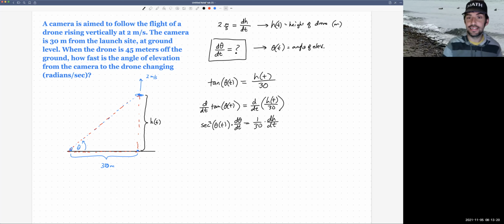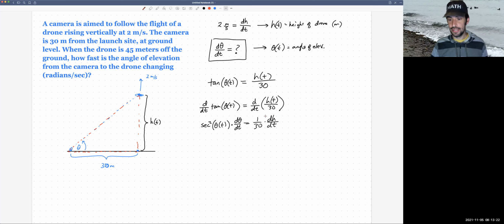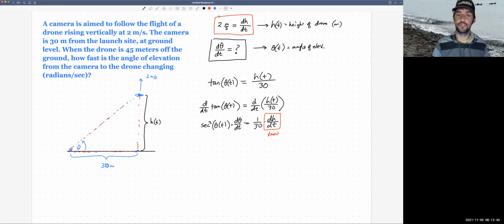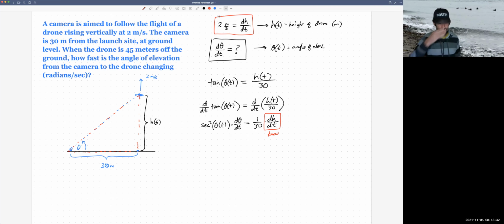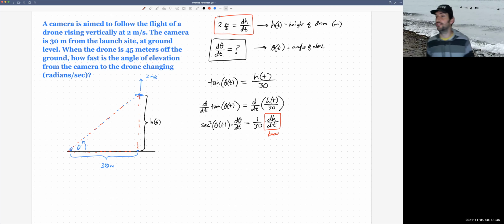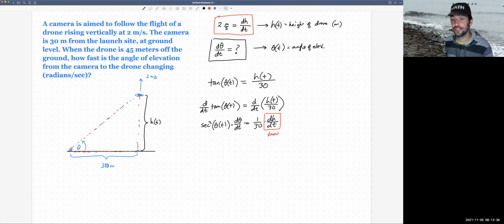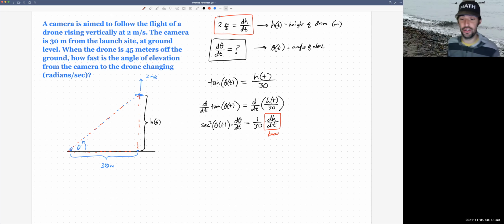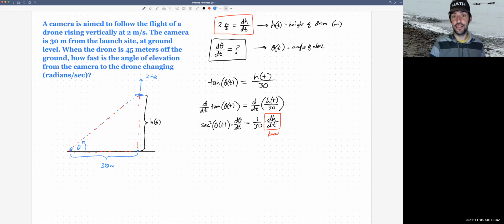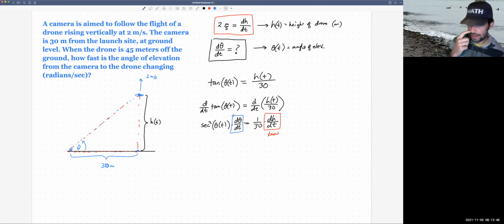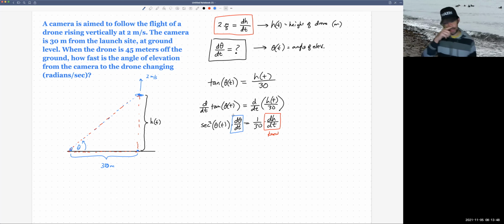Okay. Now let's look at this equation. dh dt, we know what this is. We're told dh dt is equal to 2 meters per second. In other words, the velocity of this drone is constant, right? They're raising it up at a constant velocity. So that piece of this equation is done. Here's what we're looking for. We want to know the value of this.